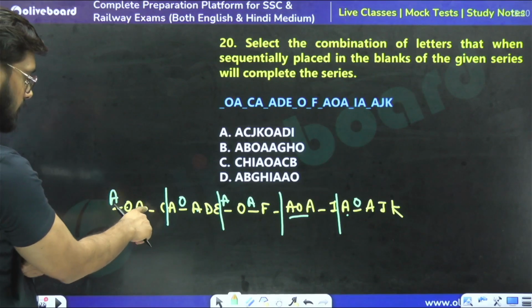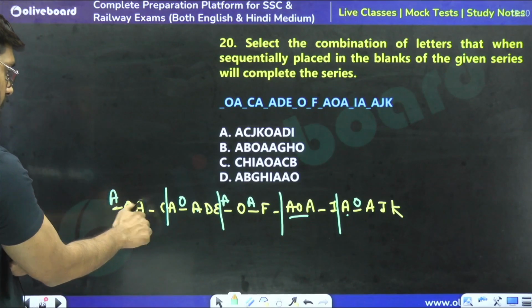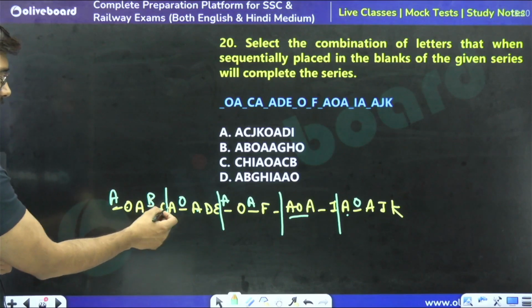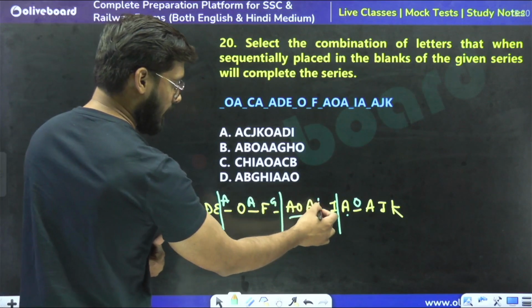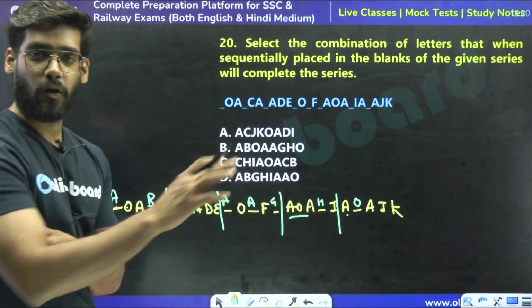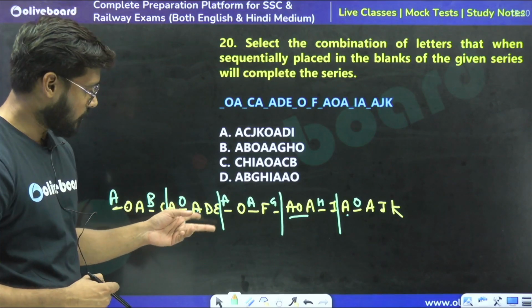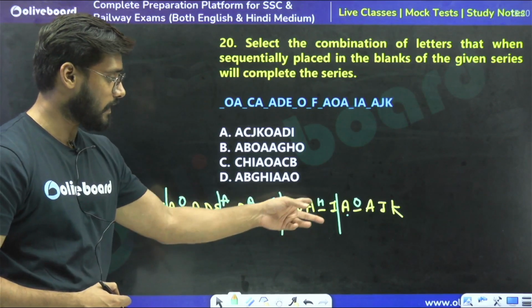AOA, BC, AOA, BC, AOA, DE, F, G, H, I, J, K. Solved. AOA, BC, AOA, DE, AOA, FG, AOA, HI, AOA, JK.